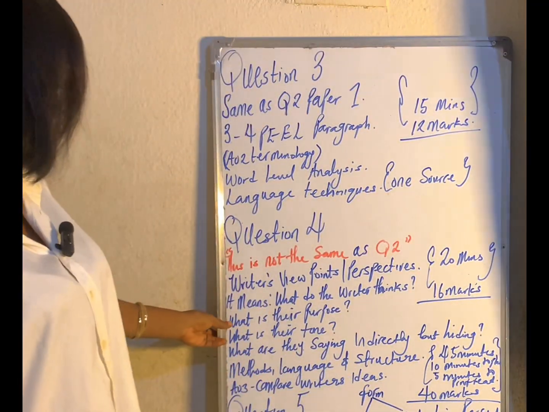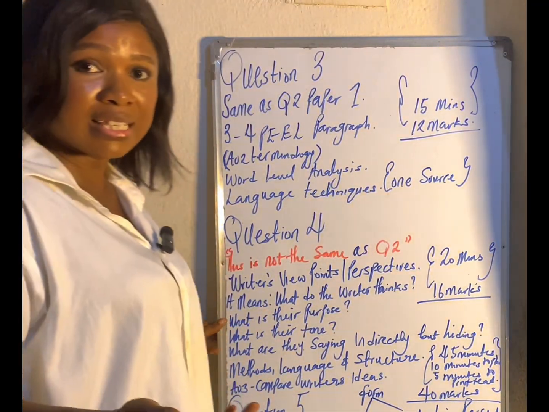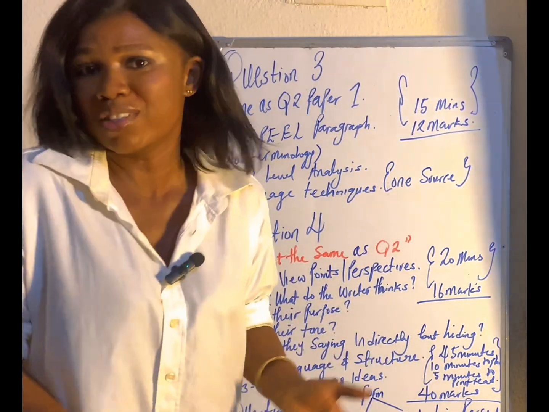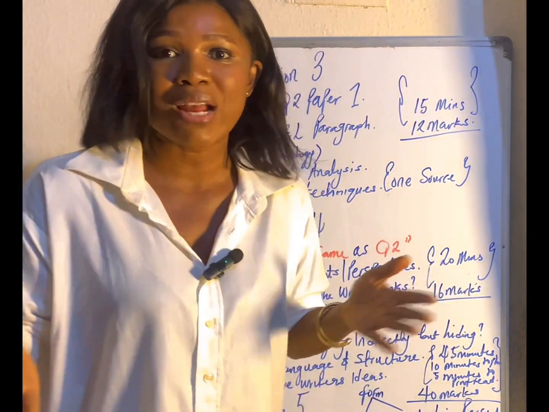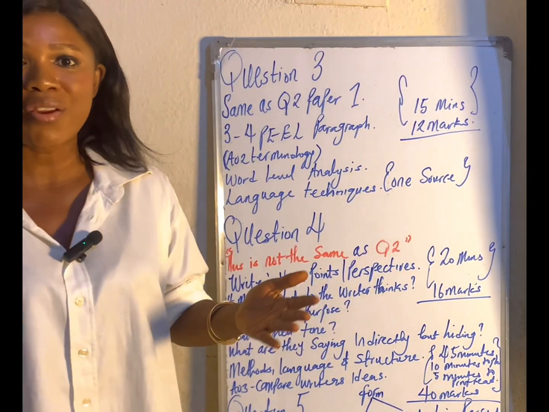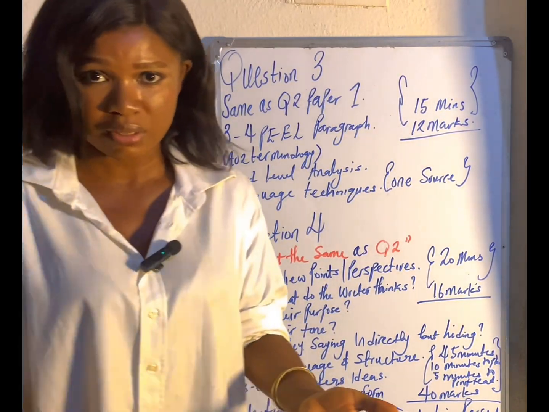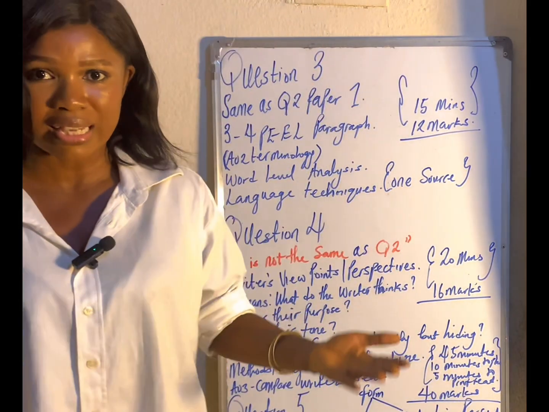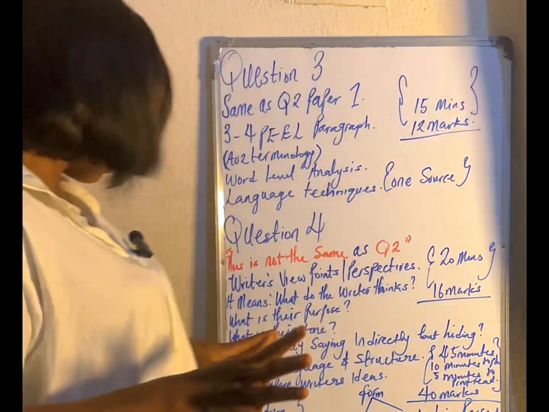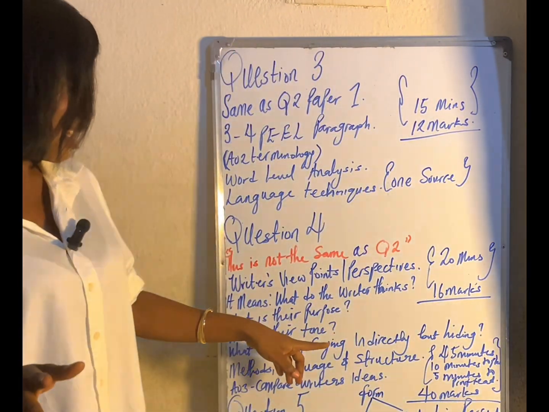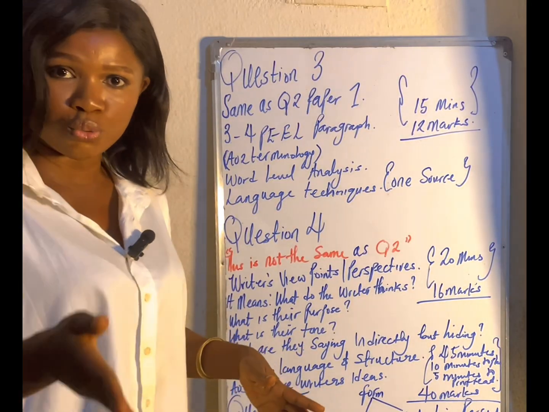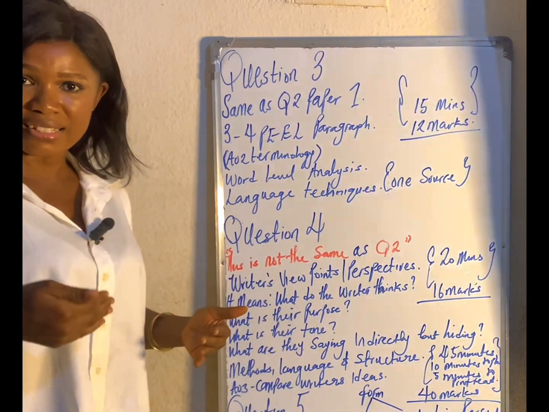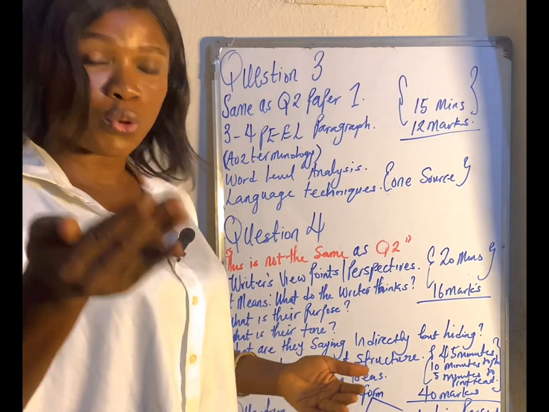And then we have, what is their purpose? Is it to encourage? Is it to discourage? Is it to entertain you? Is it to persuade you? You can compare the differences and the similarities between the writer's purpose. Maybe the writer of source A is trying to persuade you, the writer of source B is trying to entertain you. You need to be able to tick that. Then, what are they saying indirectly to you? What are they saying that we don't know? What is hidden in that text? You need to be able to connotate that.